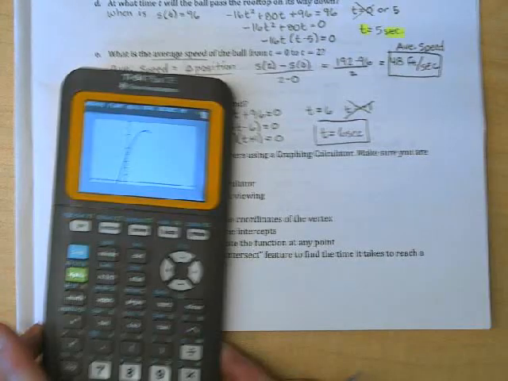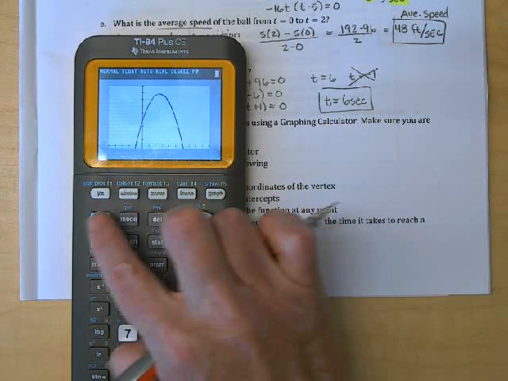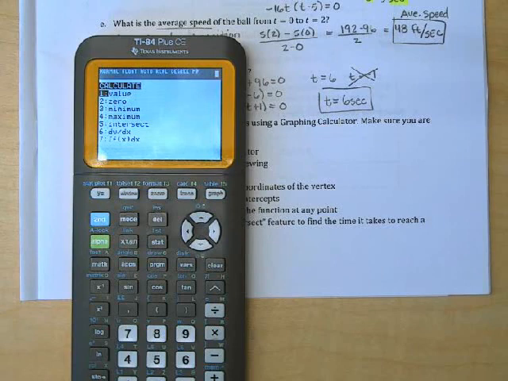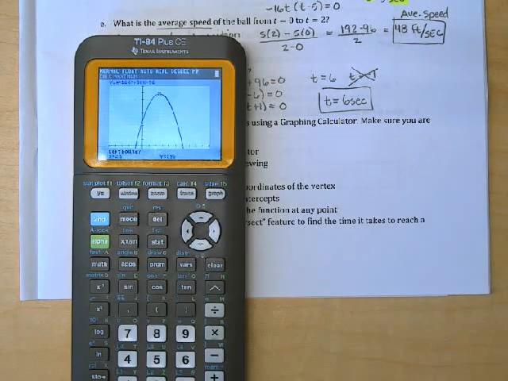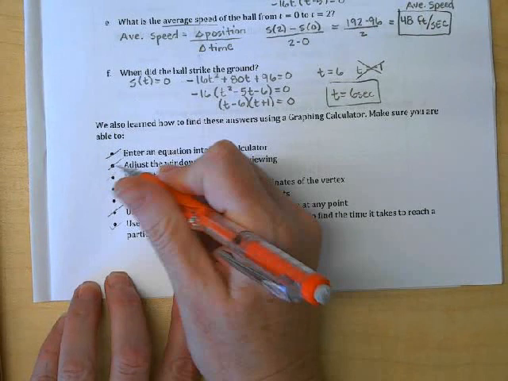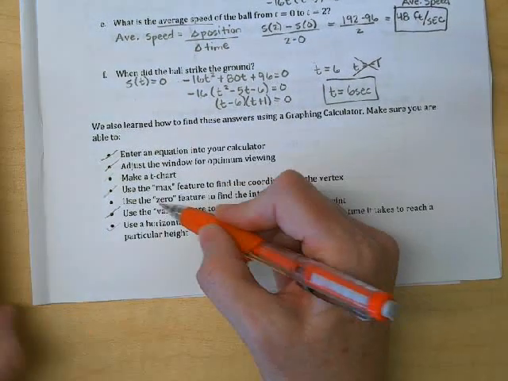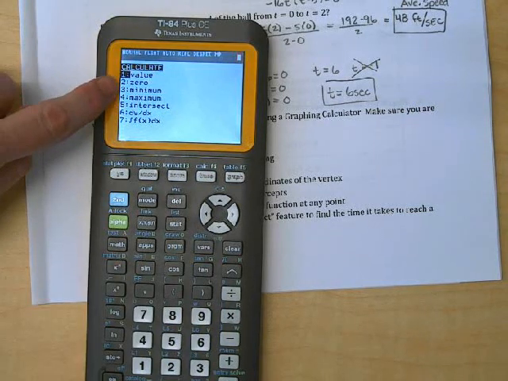Okay, so if I wanted to find the maximum under calculate, second calc, number 4. And again, I got to go, oh wait, we did that. We did that. Okay, let's do the 0. Okay, so let's go to the 0. So second calculate, number 2.